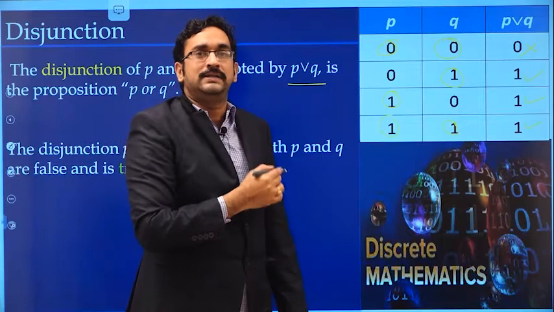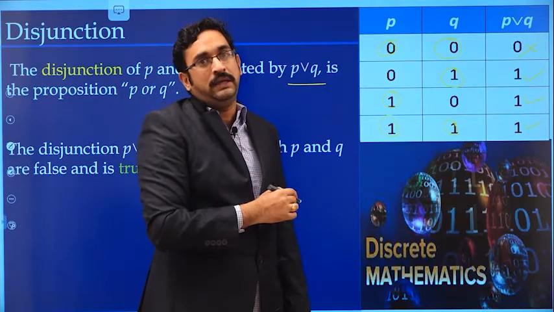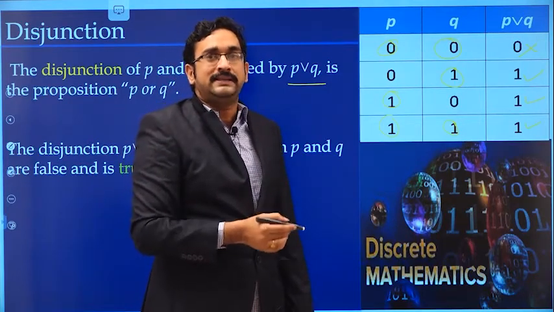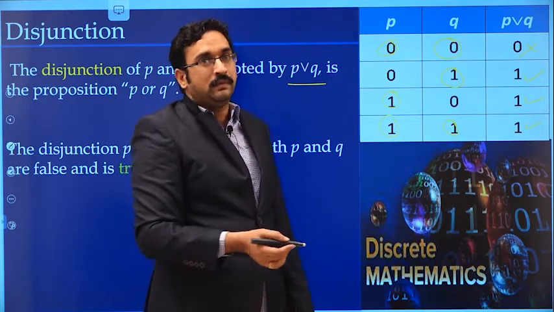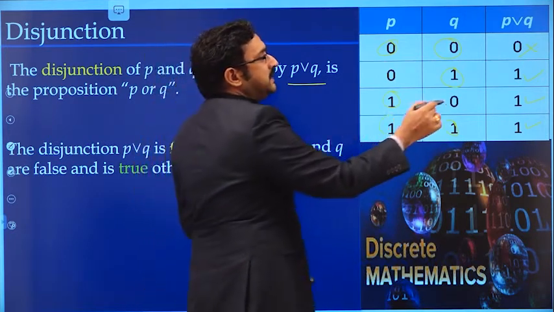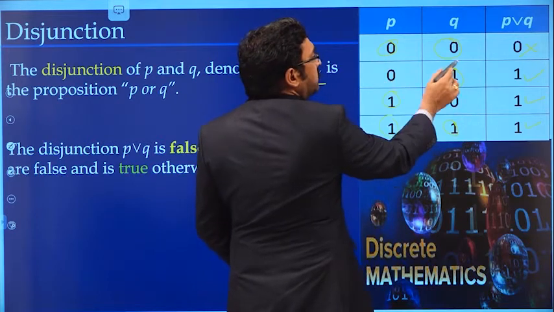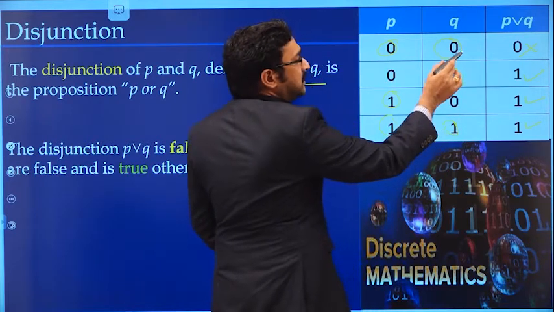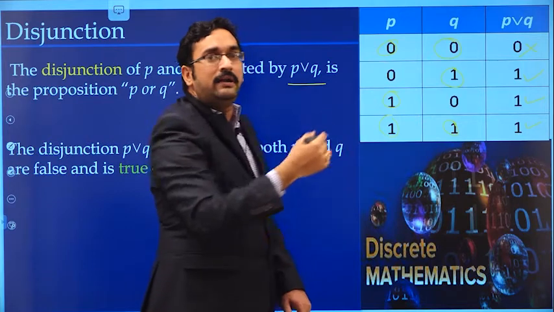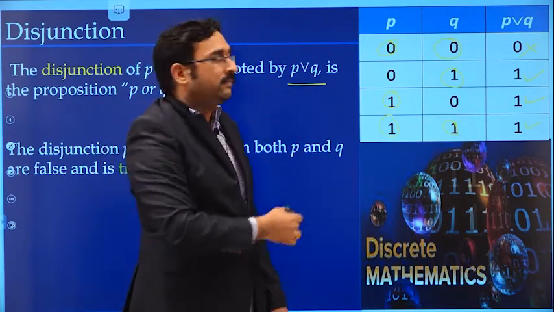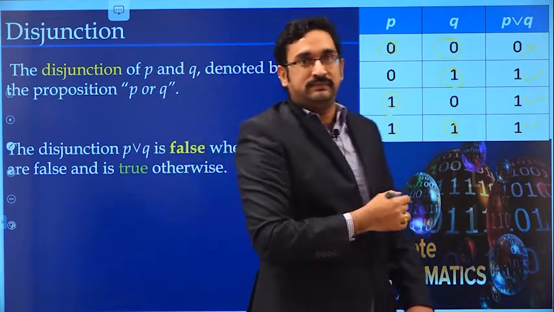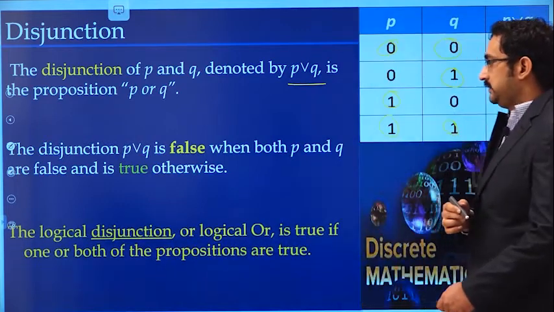That is about disjunction between two propositions P and Q. It is read as P or Q. So disjunction will be false in only one case. When both P and Q are false, in that case only disjunction will be false. In all remaining cases, it will be true. This is about disjunction between two propositions.